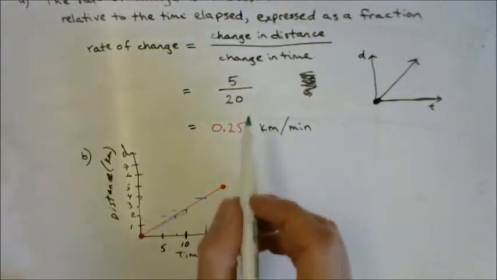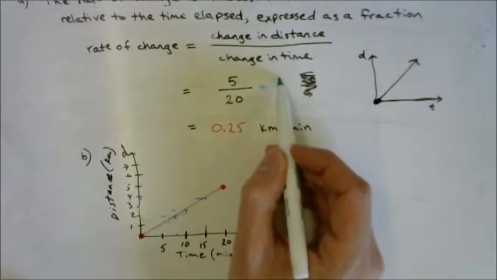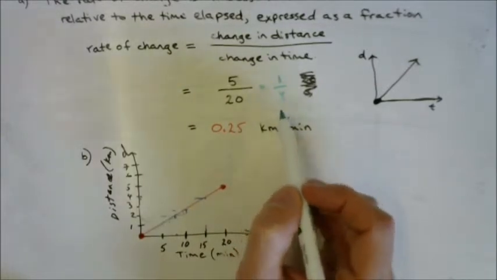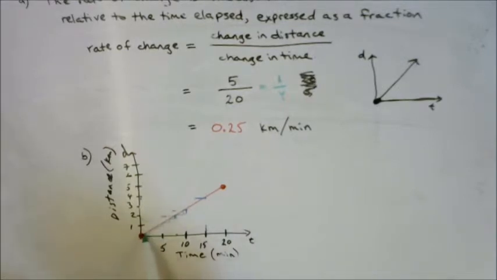Or I could say, oh, this reduces. I could say, okay, this reduces to 1 over 4. I could go up 1 over 4. Up 1 over 4. Up 1 over 4. You could do it that way too.